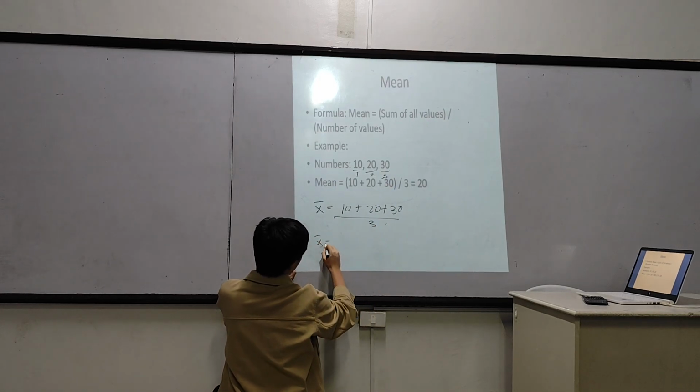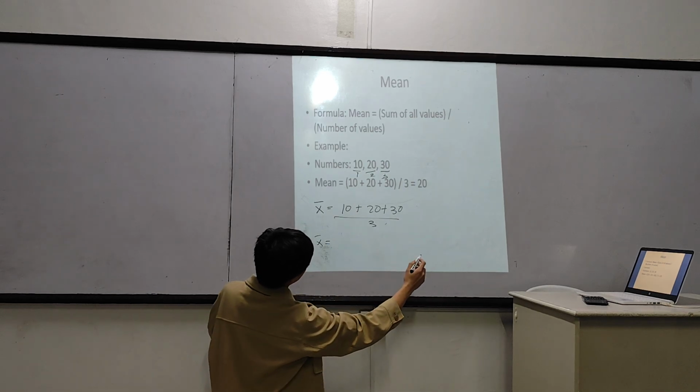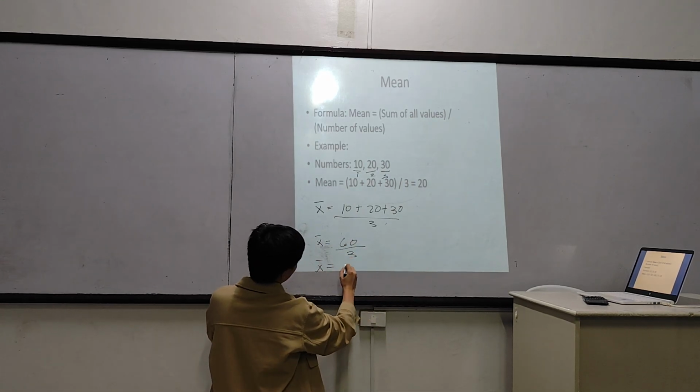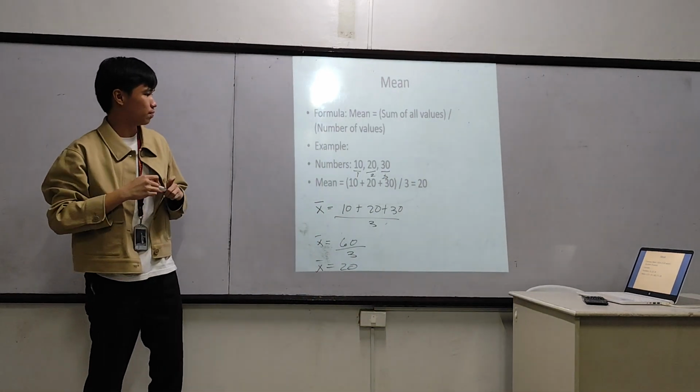So x mean is equal to 10 plus 20 plus 30, which is 60. 60 divided by 3, x mean is equal to 20. So that's how we found the x mean.